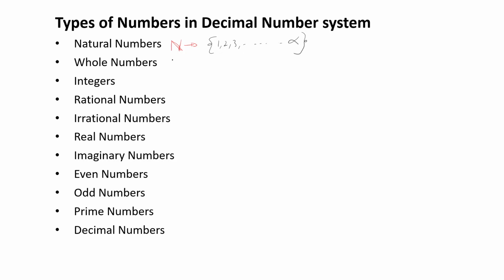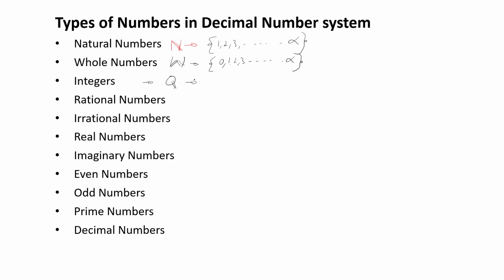Now coming to the whole numbers, and its symbol is capital W. What is a whole number? The whole numbers are the natural numbers plus another numeral, that is 0, the nil value. If you start the number system from 0, then 1, 2, 3, 4 and so on, that is called whole numbers.